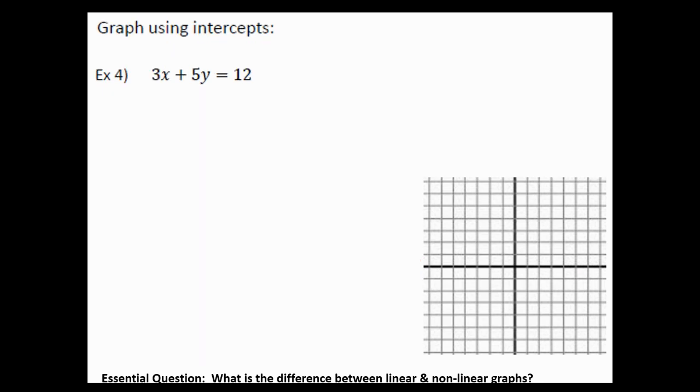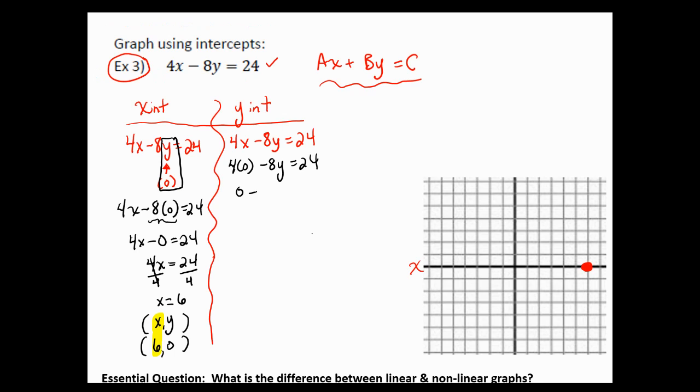That would just be 0 minus 8y equals 24. We don't need the 0. You're going to divide on both sides by -8. So your y would be equal to 24 divided by -8 is -3. So we need a point. So this time we made the x worth 0 and the y came out to be -3.